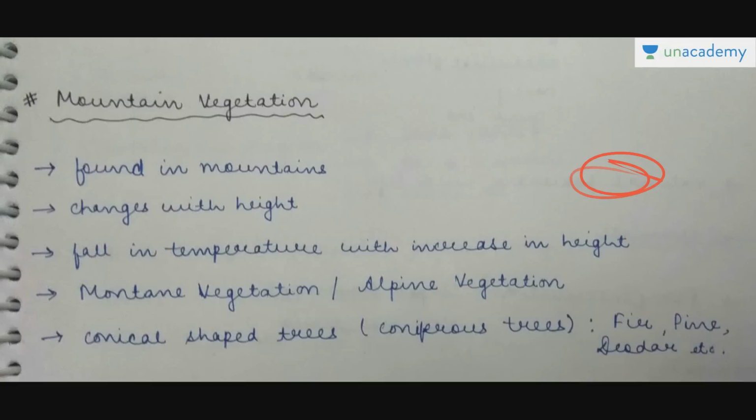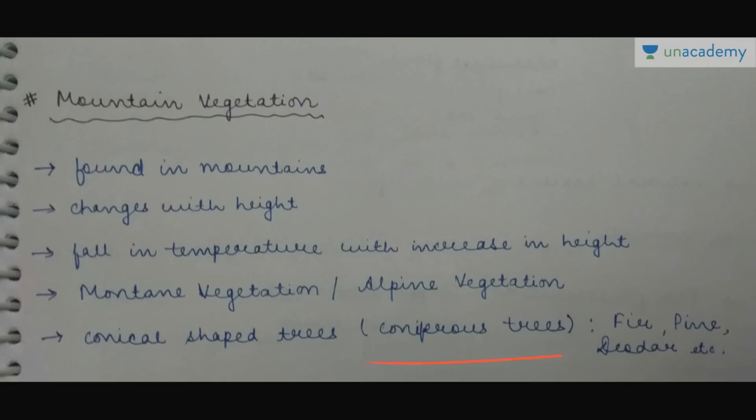They are also known as the montane vegetation or the alpine vegetation. With change in height, elevation, they have different types of vegetation. One kind of these is also known as coniferous trees, because they have cone shaped trees. For example, fir, pine, deodar, etc. So they are known as coniferous trees.